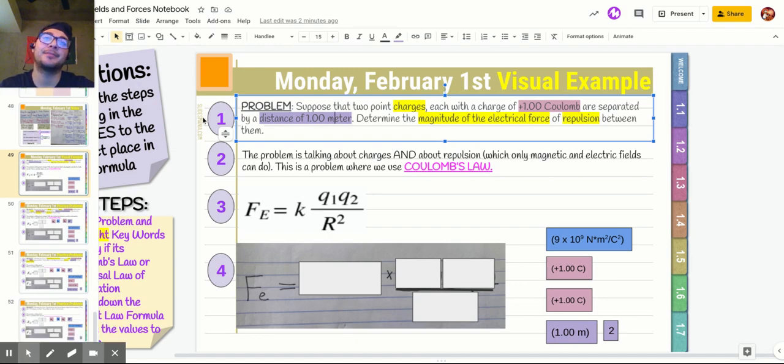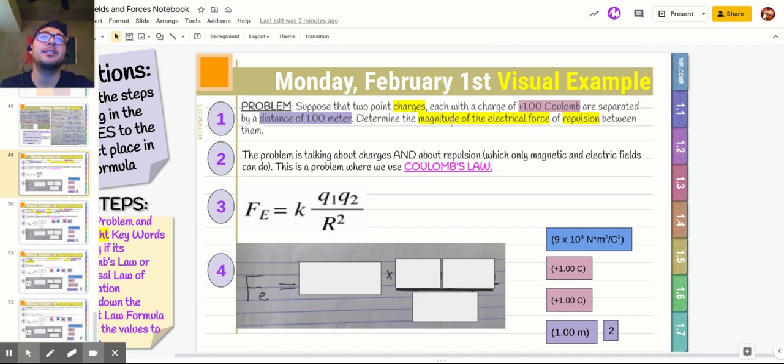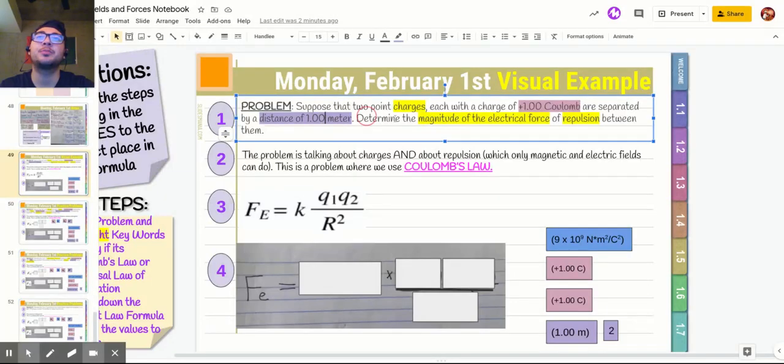So that's the first step. Okay. I don't think there's any more of these things we can highlight. So I think it's a pretty good place right here. So suppose that 2 point charges, each with a charge of positive 1 Coulomb, are separated by a distance of 1 meter. Determine the magnitude of the electrical force of repulsion between them.